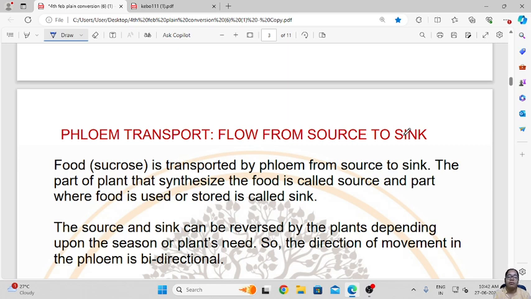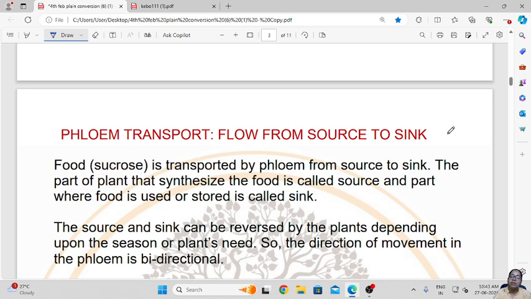So this happens from a source to a sink relationship. So the flow is from a source to a sink. So what is a source? Here, for example, in plants, the source is the leaves, because in the leaves there is chlorophyll, chloroplast, which consists of chlorophyll, which helps in the process of photosynthesis. Basically, the site for photosynthesis is the leaves. So leaves become the source of the food.